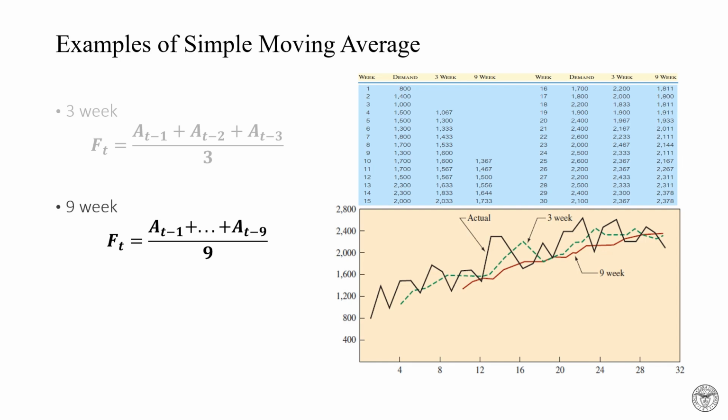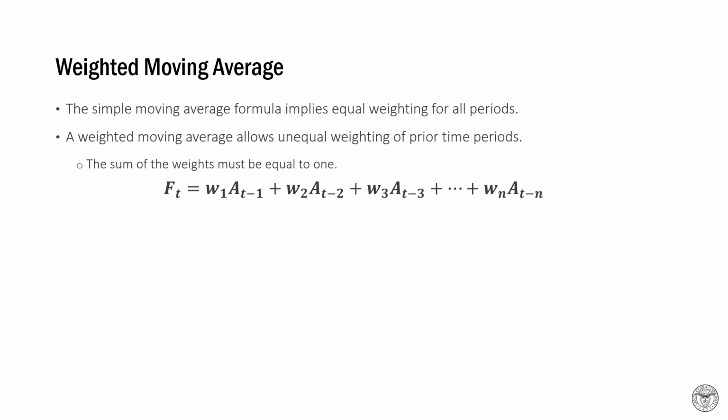These methods allow us to calculate different SMAs based on the number of weeks being considered, effectively smoothing out the data over these respective time frames. The weighted moving average, WMA, is a modified version of the simple moving average, SMA, that assigns different weightings to data from different periods. Unlike the SMA, which gives equal weight to all periods, the WMA provides a more flexible approach, allowing for unequal weighting of prior time periods based on their relevance.